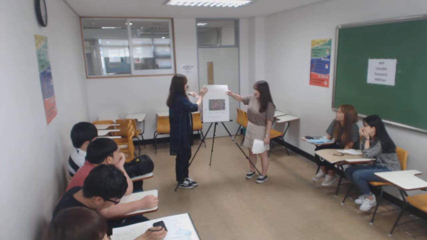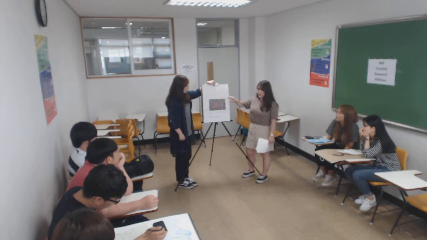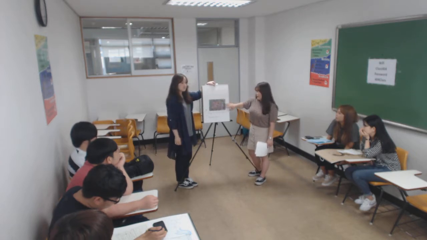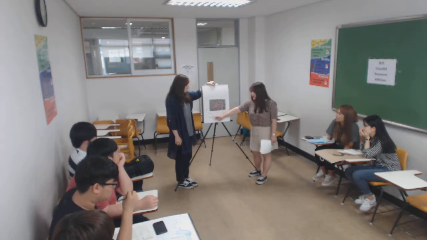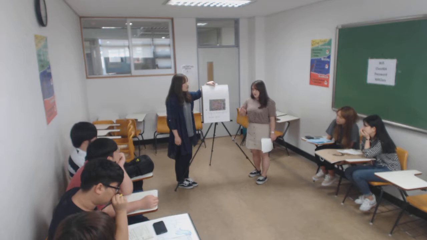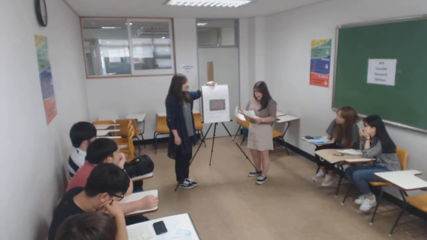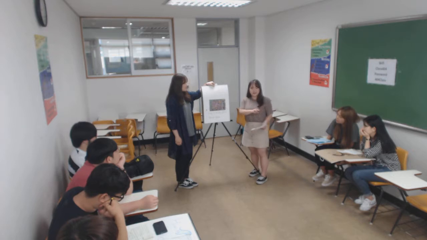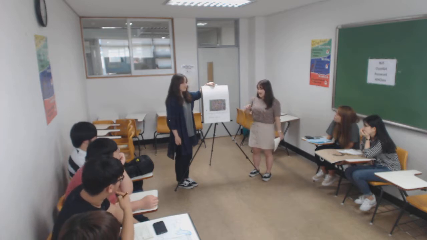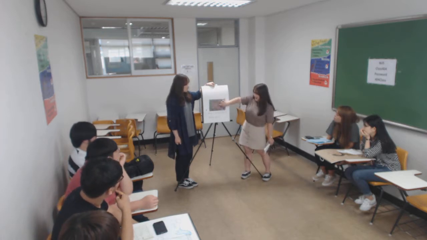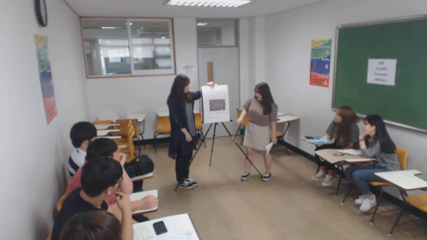Next, process. First, design rooftop garden. Rooftop garden has 2 features. First, rooftop garden is easy to divide space. One space is used for plants, and other space is used as a resting place.